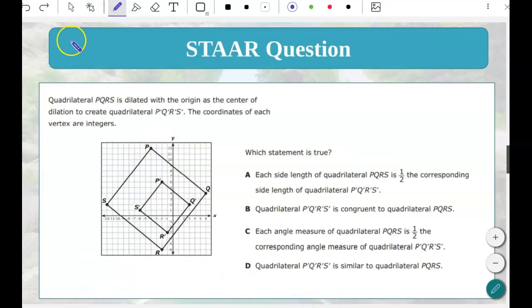All right, this one was also a STAR question from last year. So quadrilateral PQRS is the original one, is dilated with the origin as the center of dilation to create the new one. The coordinates of each vertex are integers. So if you look, this is at an angle, we're going to have to use the points here. So we've practiced a couple like that. So let's go ahead and just use P. Our original one is at, what is it at here? -4, 12.